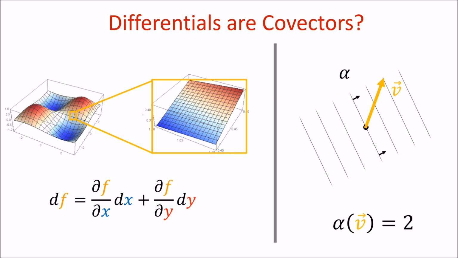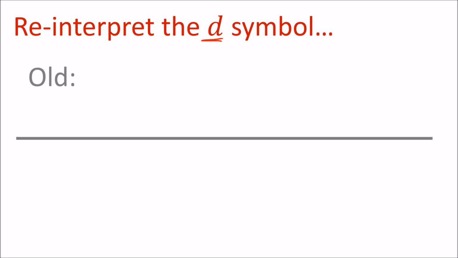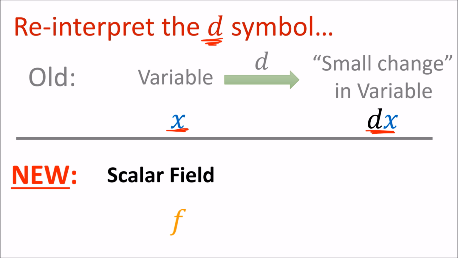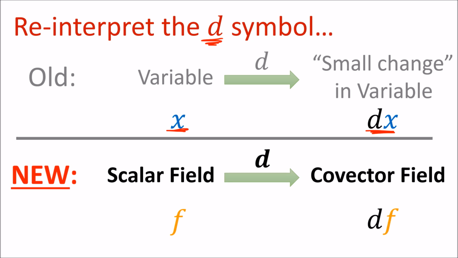Well, the key to understanding this is to reinterpret the d symbol we see in differentials. Normally when we think of the d symbol, we think of something that takes a variable and gives us an infinitesimally small change in that variable. So if x is a variable, then dx would be an infinitesimally small change in x. Now we're going to create a new interpretation where d is an operator that takes a scalar field and outputs a covector field.